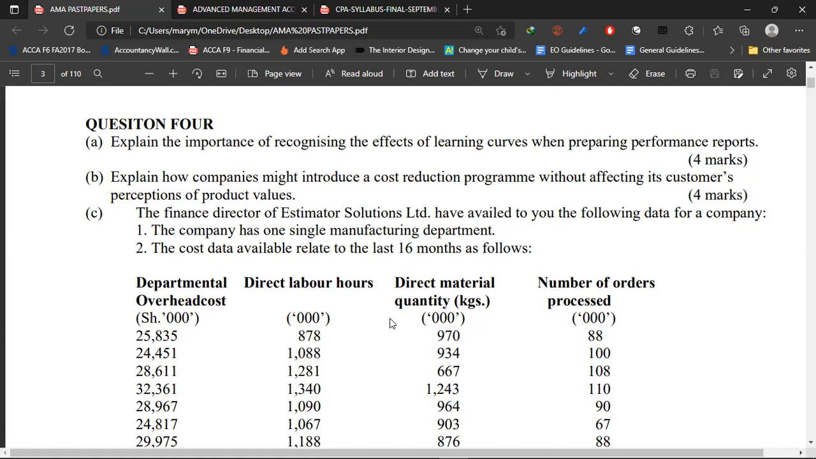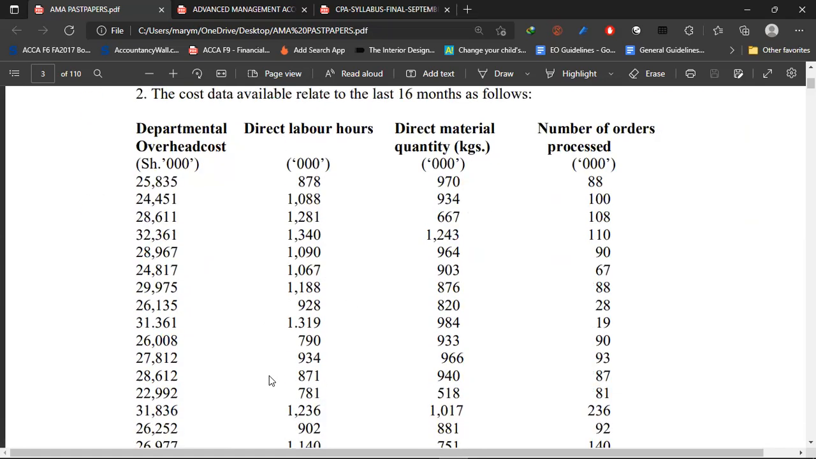The finance director of Estimator Solutions Limited has availed to you the following data for a company. The company has one single manufacturing department. The cost data available relate to the last 16 months as follows: departmental overhead costs, direct labor hours, direct material quantity in kilograms, number of orders processed. Thank you.